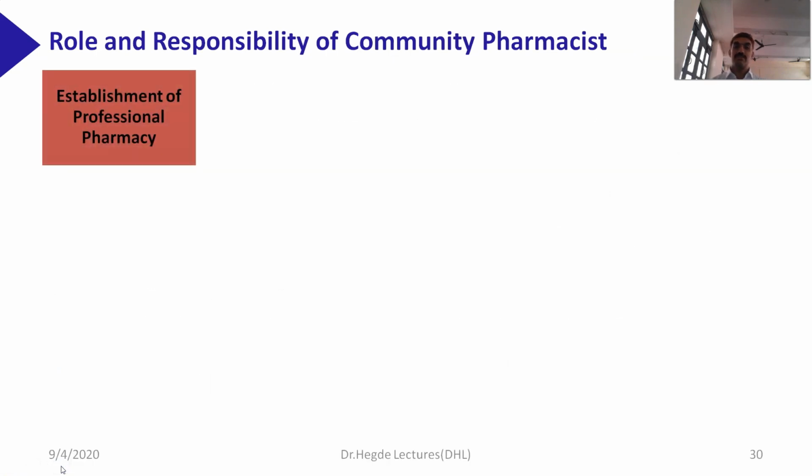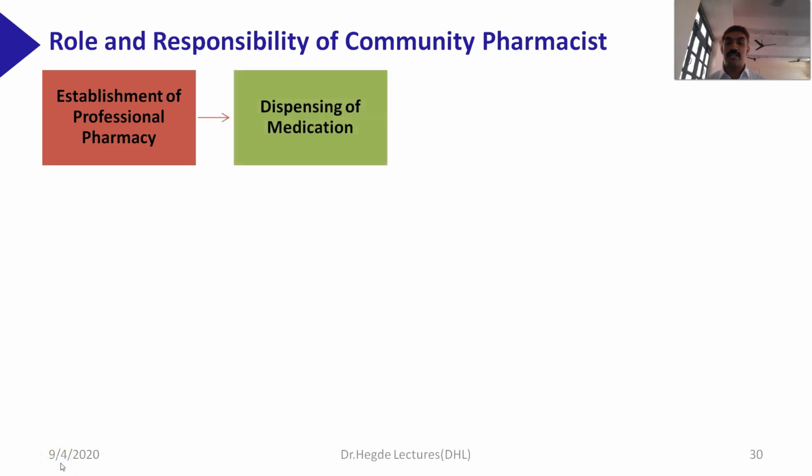So lastly, we will see this slide and we will conclude the community pharmacy topic. We have seen the establishment of professional pharmacy, how the establishment has to be done, and we have seen dispensing of medication. Quality medications have to be dispensed, which we have to receive from a qualified vendor, wholesaler or stockist. Then only we can ensure the quality. There should not be any compromise in the quality of medications.